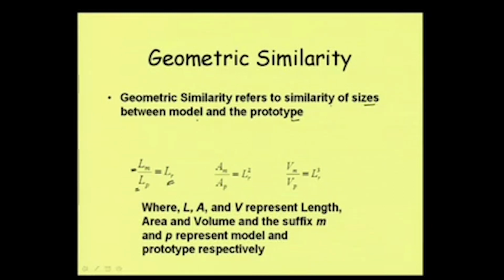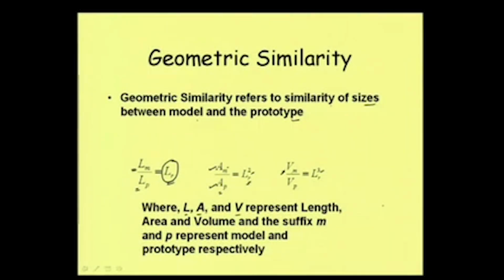So, if we are maintaining the length ratio, then what will be the ratio of area? Definitely, the area of model and area of prototype, if we take the ratio, will be the length ratio squared, because area is nothing but Lm squared and Lp squared. So if we know the length ratio, we can find the area ratio, that is, length ratio squared.